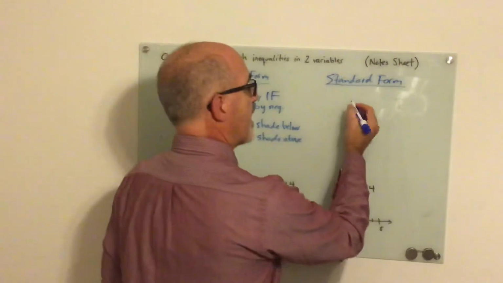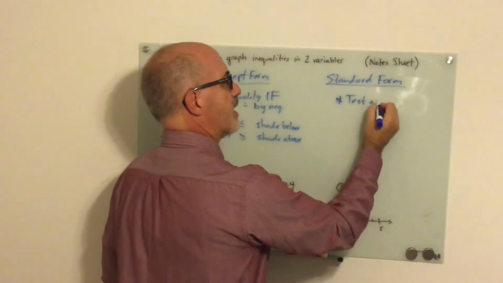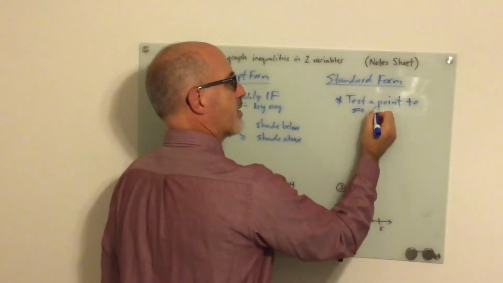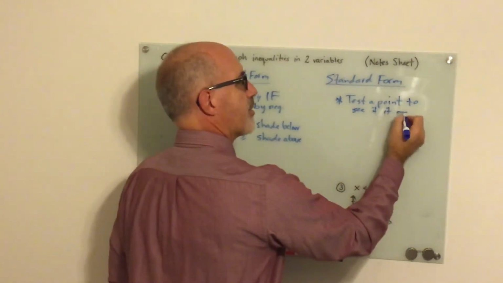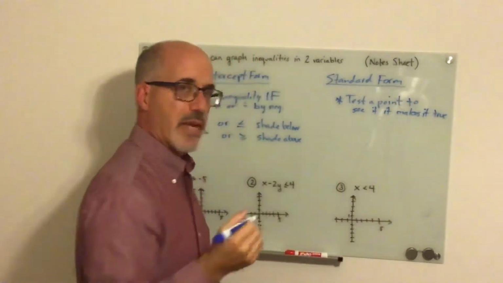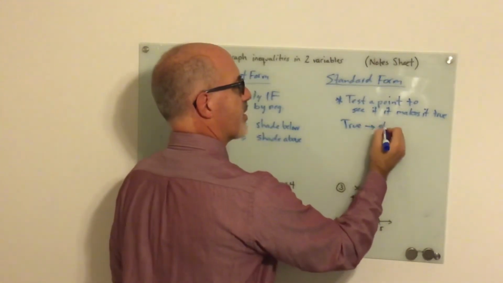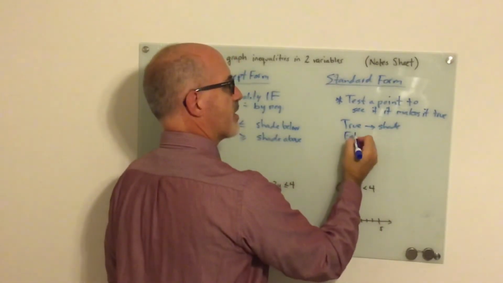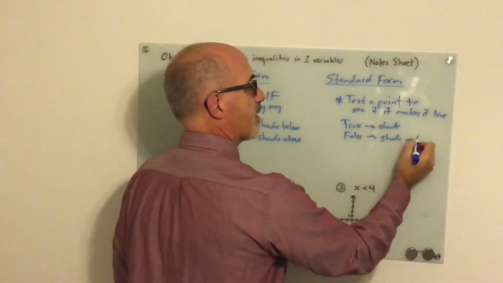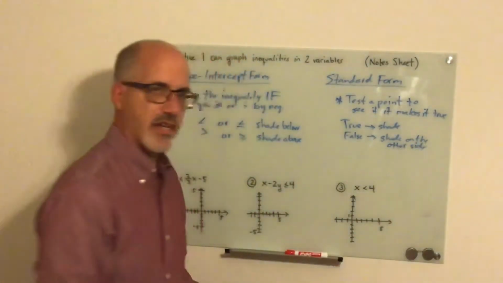Here, if you have it in standard form, the key step is to go ahead and just test a point to see if it makes it true. Okay, so that's kind of what I was showing you earlier. And so if it makes it true, so if you have a true statement, you shade on that side. And if it's a false statement, you shade on the other side. Or at least test to see if you shade on the other side.